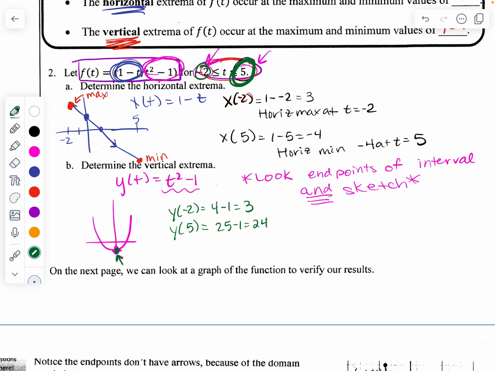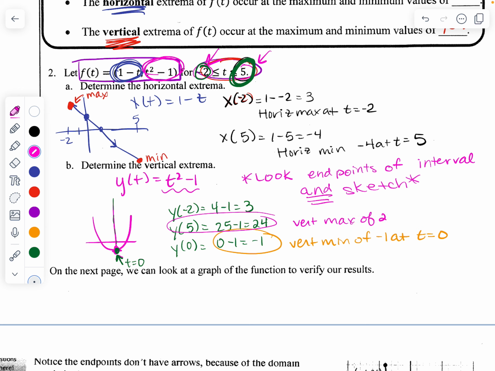But I also know that here at t equals 0, let's see what's happening there. If I plug in 0, I get 0 squared minus 1, that's negative 1. So this is a clear winner for the minimum. We can say there's a vertical minimum of negative 1 at t equals 0. And then we also have a pretty clear vertical maximum of 24, and that's when t equals 5.